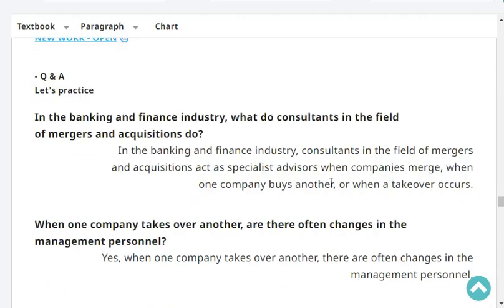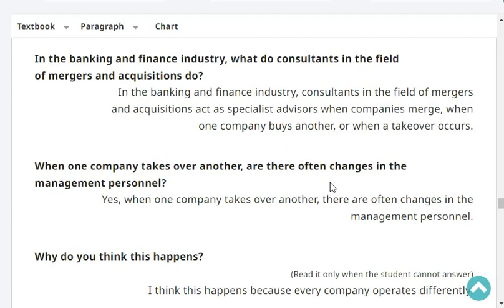In the banking and finance industry, what do consultants in the field of mergers and acquisitions do? In the banking and finance industry, consultants in the field of mergers and acquisitions act as specialists, advisors when companies merge, when one company buys another, or when a takeover occurs.